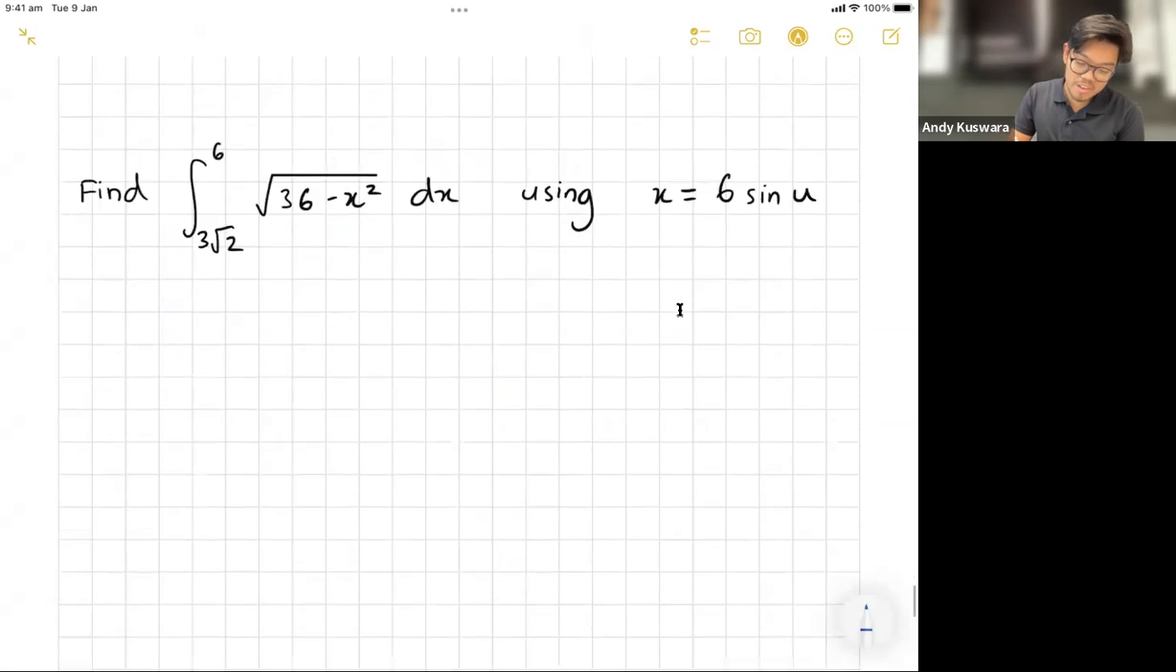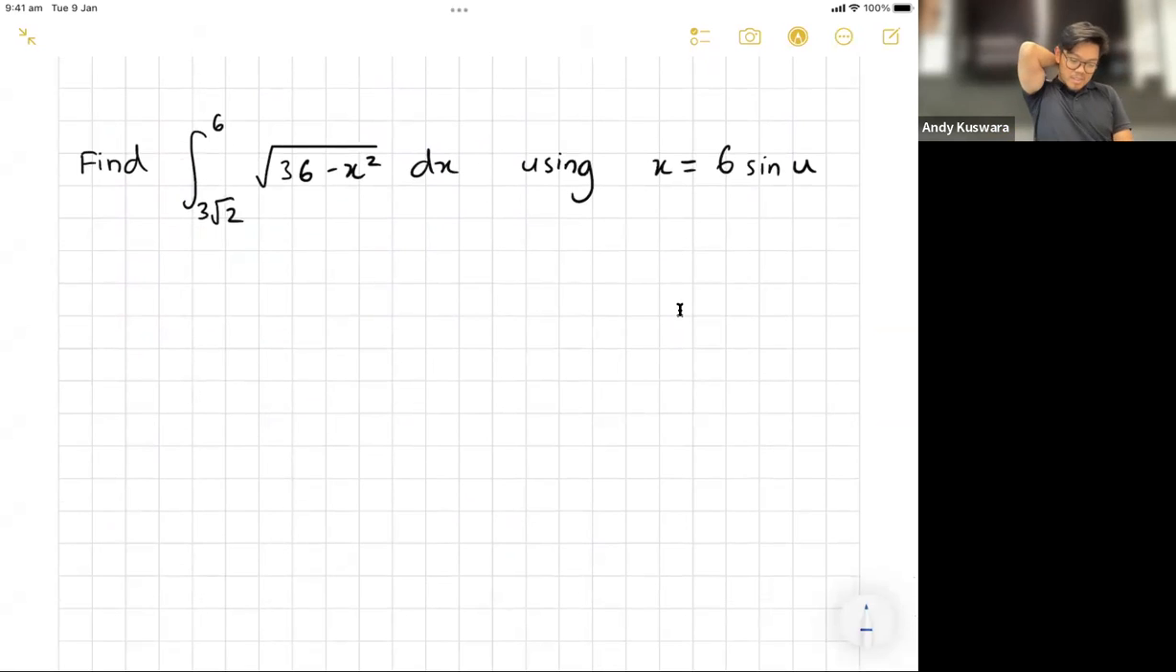Now I'm going to move on to another question here. Now this one is going to be slightly more problematic because now we have bounds, and whenever we use a u sub, we're going to have to evaluate it between those new bounds as well. Okay, so track with me.